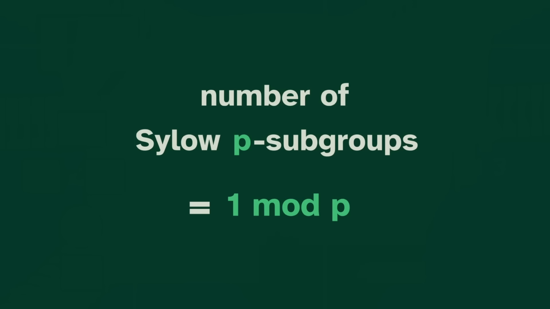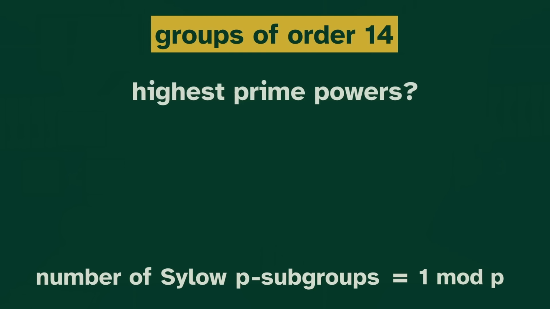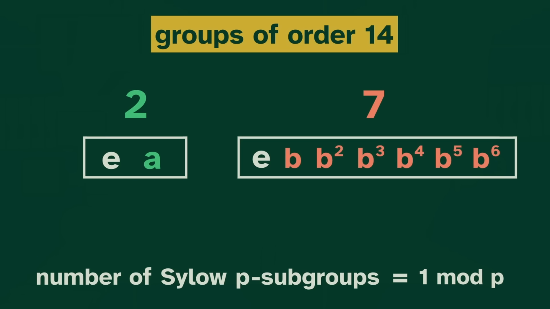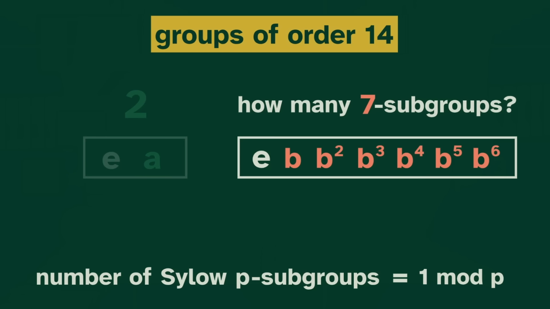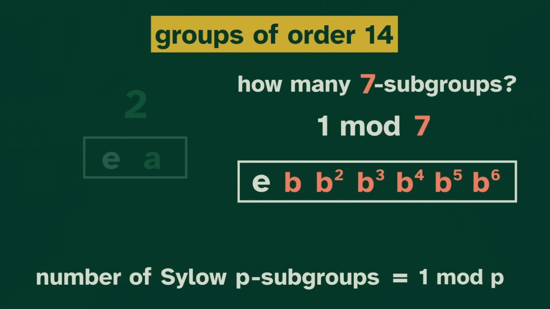This is very useful. Why don't we apply it to the groups of order 14? Okay, so the highest prime powers are 2 and 7. So we have a subgroup of order 2, neutral and some A, and then a subgroup of order 7, neutral, some B, and powers of B. But now let's ask, how many 7 subgroups are there? 1 mod 7. Yes, but what are some values that equal 1 mod 7? 1 and then 8 and then... We can just stop there. 8 won't work, and neither will any higher number.